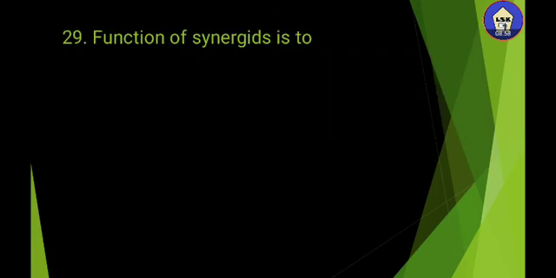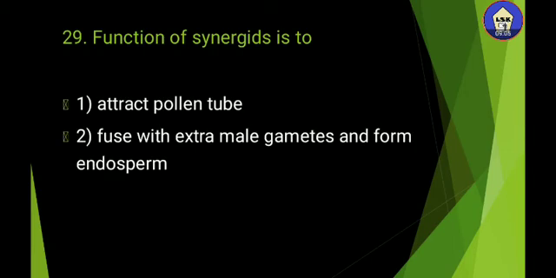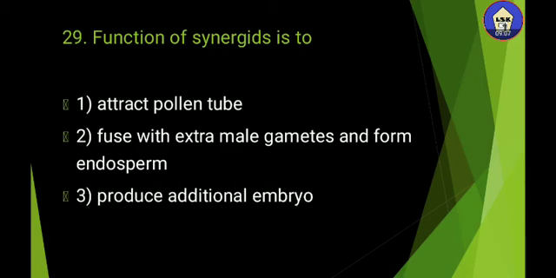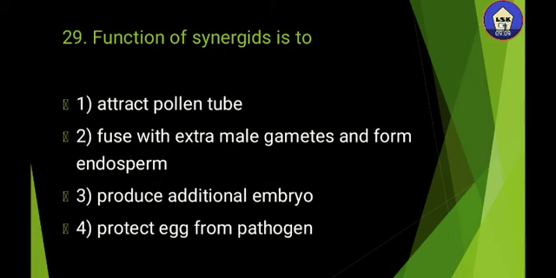Now question number 29. Function of synergids is to attract the pollen tube, fuse with extra male gametes and form endosperm, produce additional embryo, protect egg from pathogen. You know, the synergids consist a special structure called as filiform apparatus which attracts the pollen tube, which helps for the entry of pollen tube into the embryo sac. So the answer should be option 1.